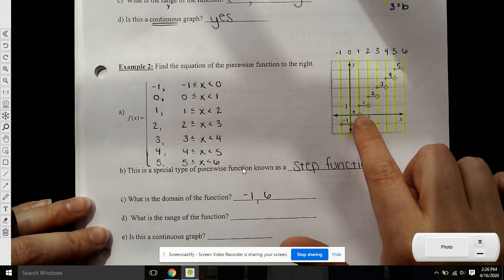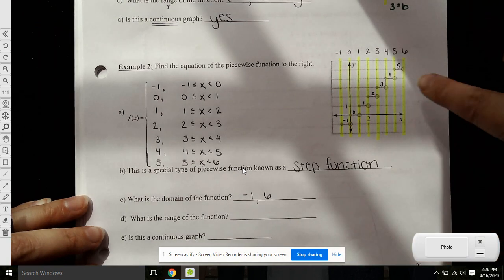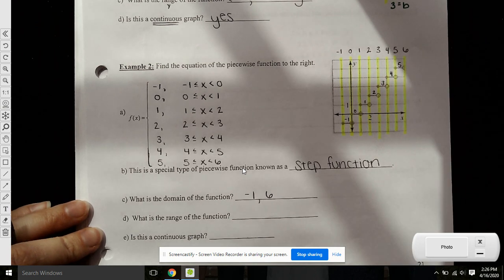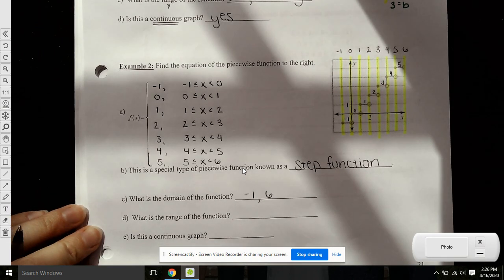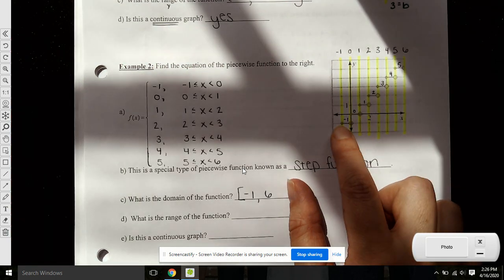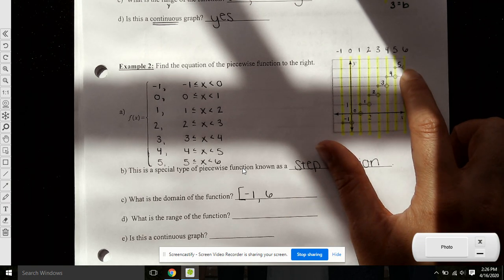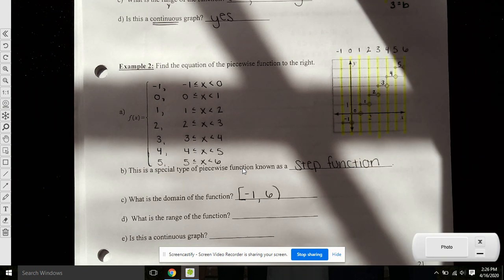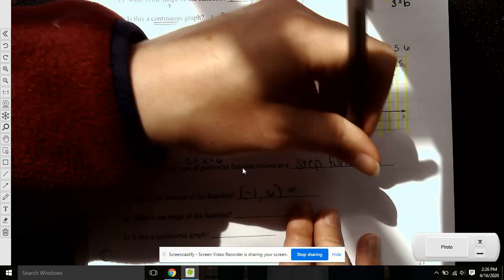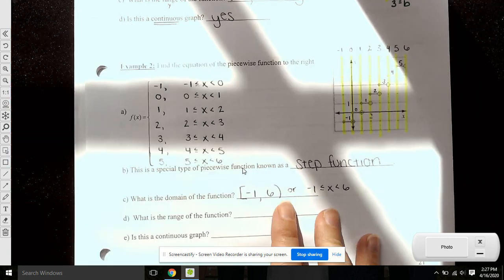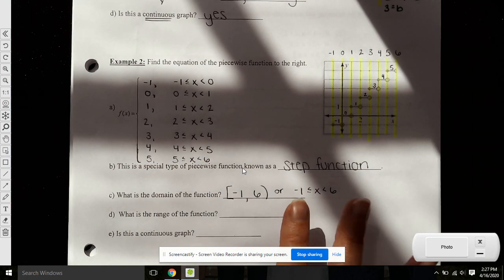Yes, you have some jumping, but if you picked, let's say, the value of 3, there is a value that goes with the value 3. So it goes from -1 to 6. The -1 is included because of the filled in circle. The 6 is not included, so that will have a parenthesis instead of a bracket. The other way to write this would be -1 is less than or equal to x is less than 6. So x is between -1 and 6.